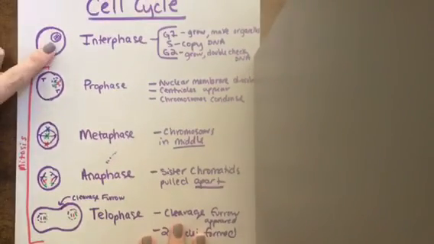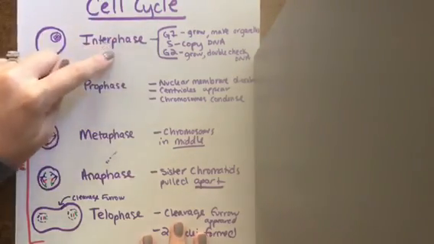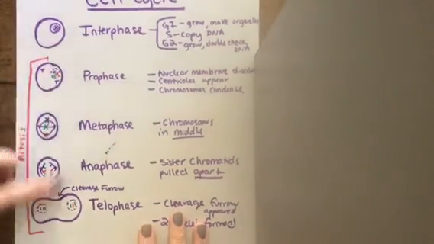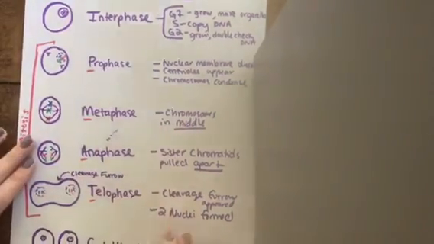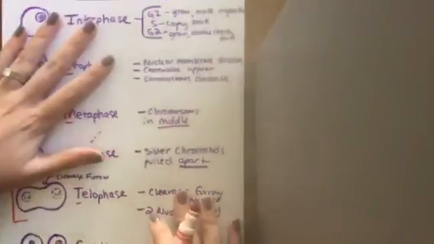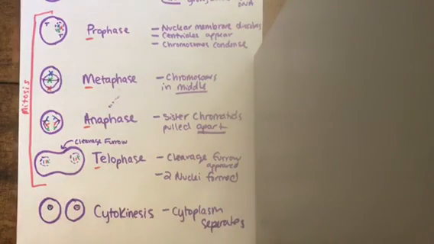So remember, we started with interphase. Most of the time cells spend their time in here. Then mitosis happens. So we just remember mitosis by PMAT. And then last we have cytokinesis, which is when the cytoplasm separates completely.